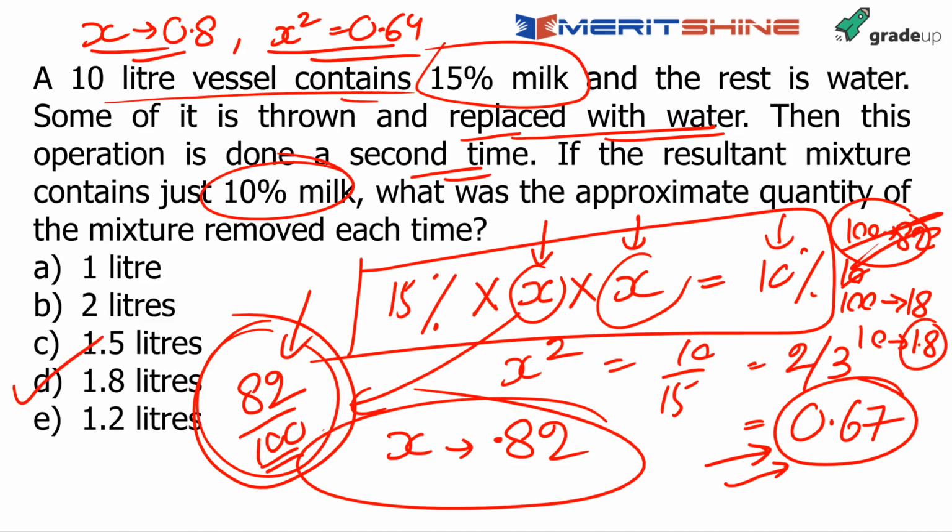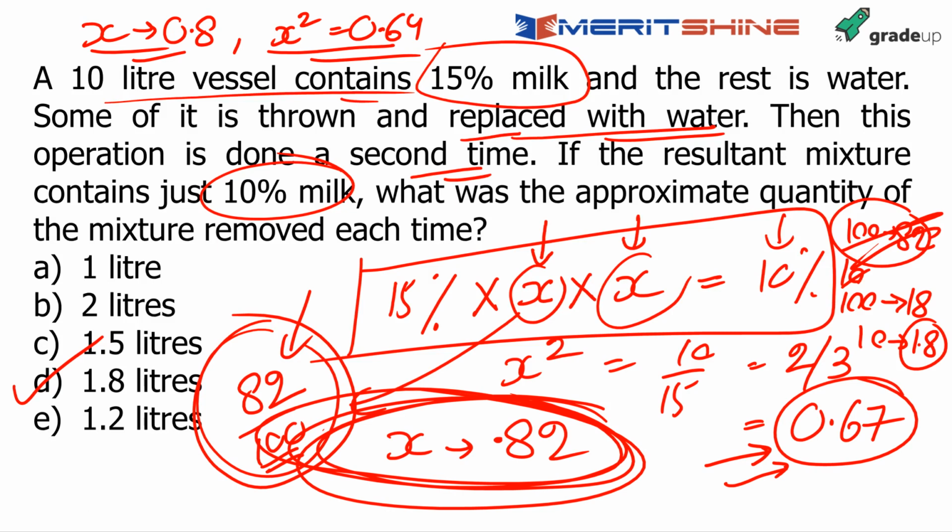That's D. Please understand, the moment you get this 0.82, it should be very clear to you that 18% should be removed. Now you can think of it in whatever way. 0.82 means 18% removed. Since we are talking about 10 liters, the answer becomes 1.8. Had we been talking about 100 liters, the answer would become 18 liters. Very simple. So this is it.